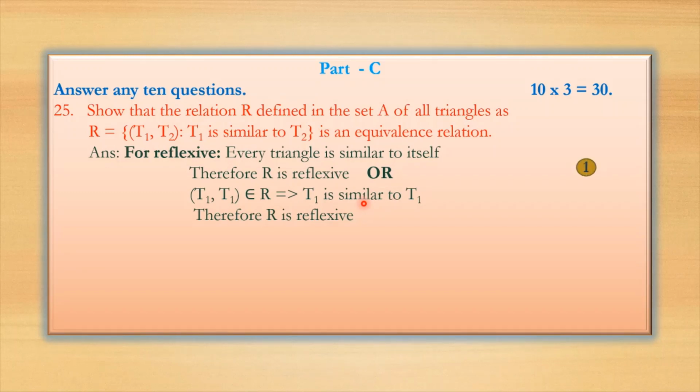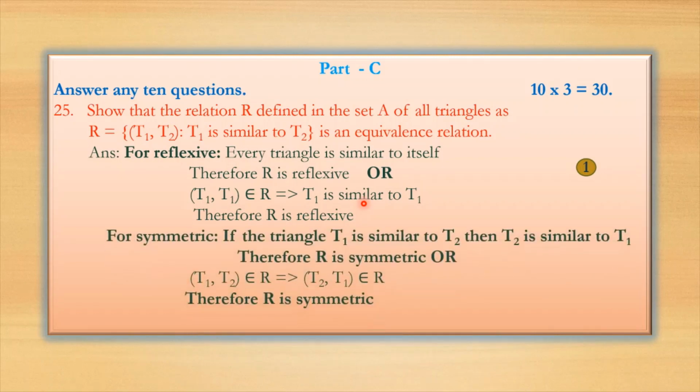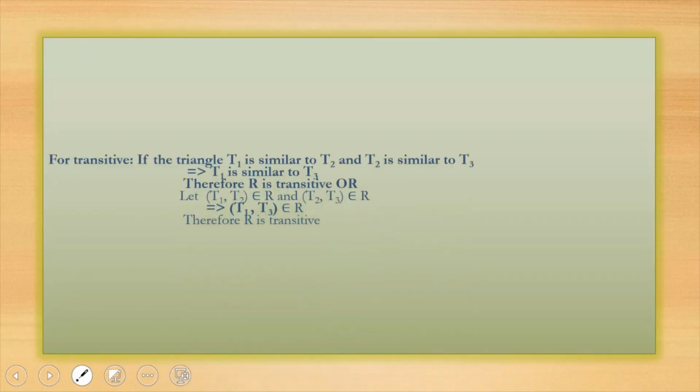So next, let's move to the second part, that is symmetric. Here, if the triangle T1 is similar to T2, then definitely T2 will be similar to T1. Therefore, the given relation is symmetric. Or if you want, let (T1, T2) be an element of R. That is, T1 is similar to T2. Then definitely T2 will be similar to T1. That means (T2, T1) is also an element of R. Therefore, the given relation is symmetric, which carries 1 mark.